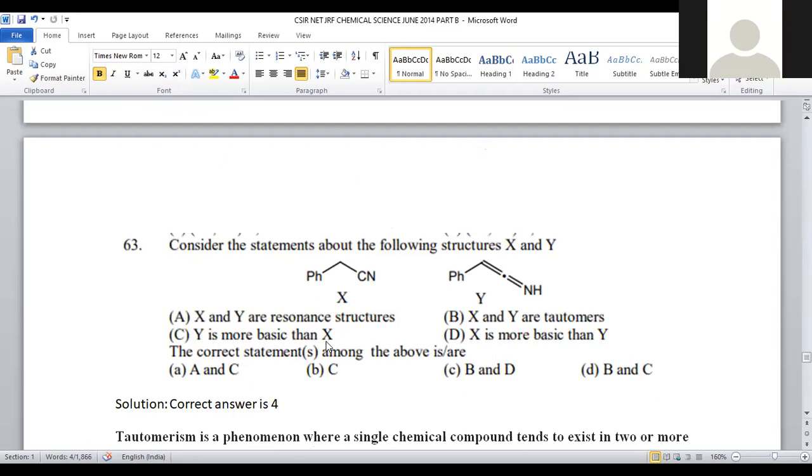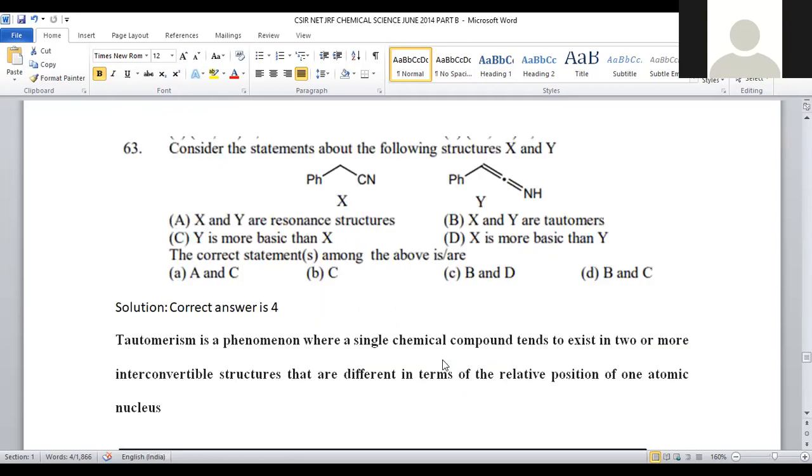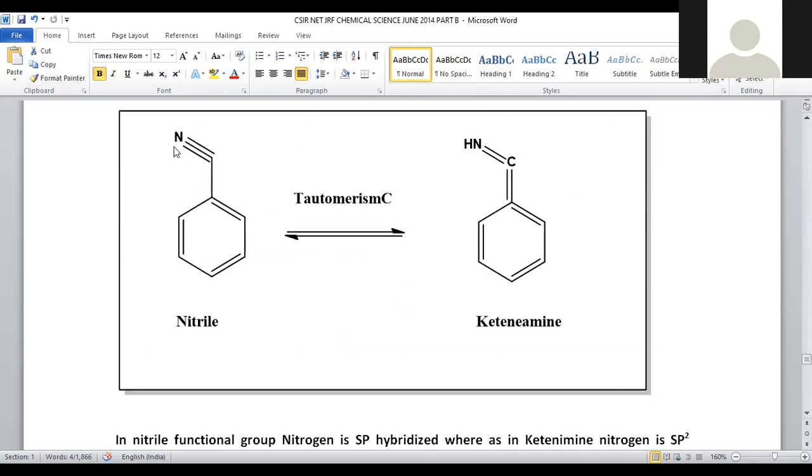Then, is Y more basic than X? When we compare the basic nature of both compounds, you can clearly observe that the basic nature of these two compounds is mainly imparted by the nitrogen atom only. Nitrogen has a lone pair of electrons. Through release of the lone pair of electrons, in accordance with the Lewis concept, they behave like bases. So these two are considered as bases.